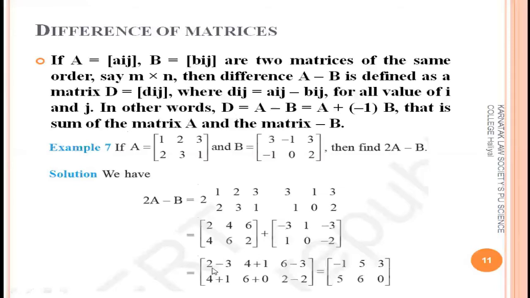Now we will add. So 2 minus 3, 4 plus 1, 6 minus 3, 4 plus 1, 6 plus 0, 2 minus 2. You will get the required answer. Otherwise, if you subtract directly minus B, you will also get the same answer.